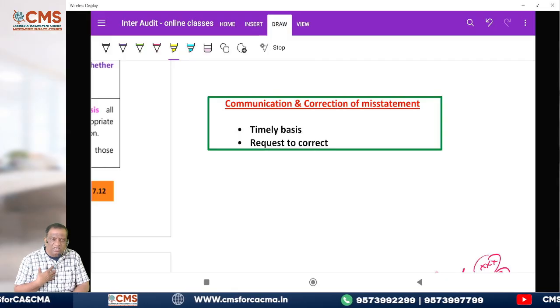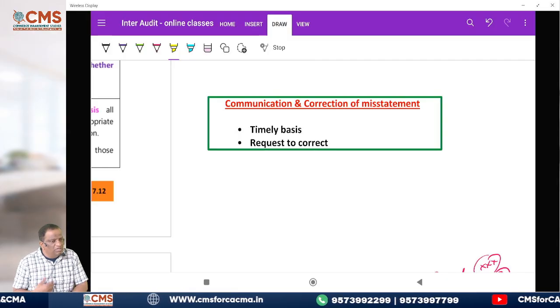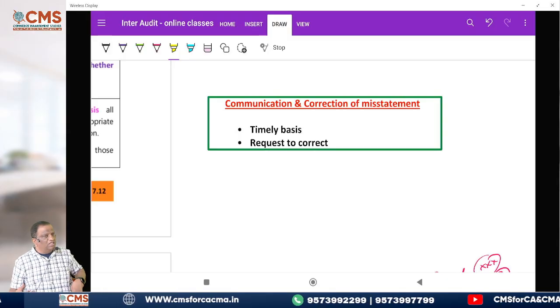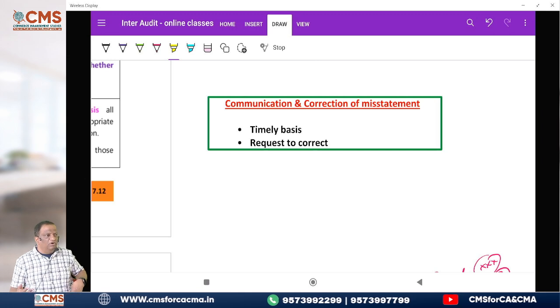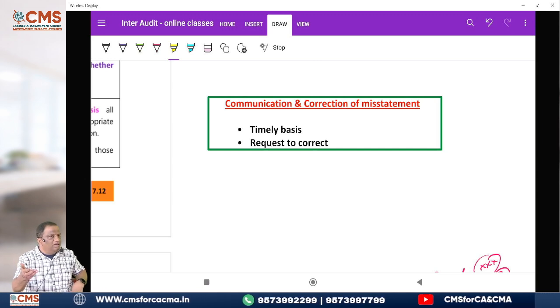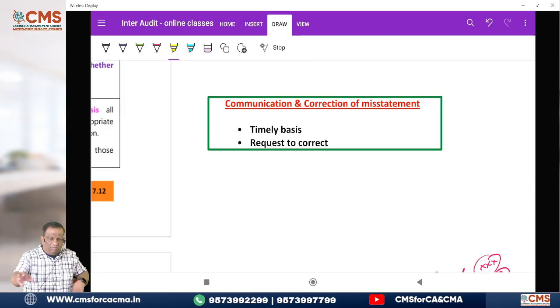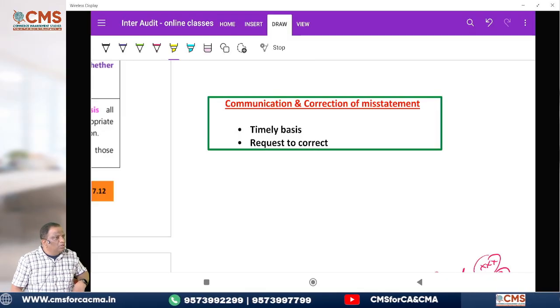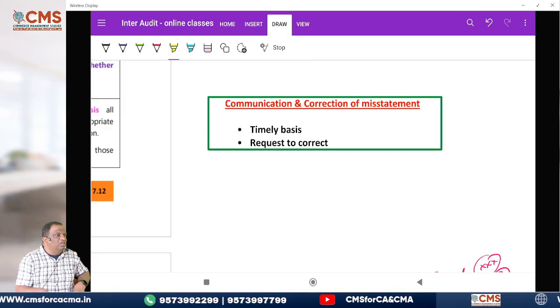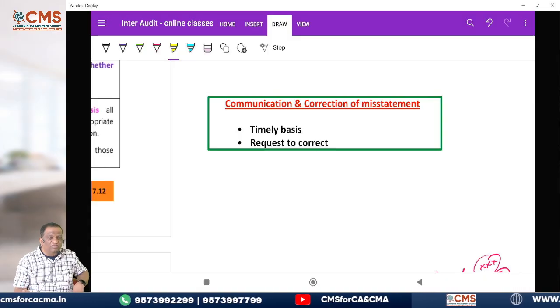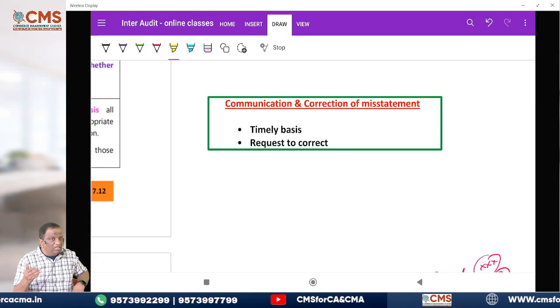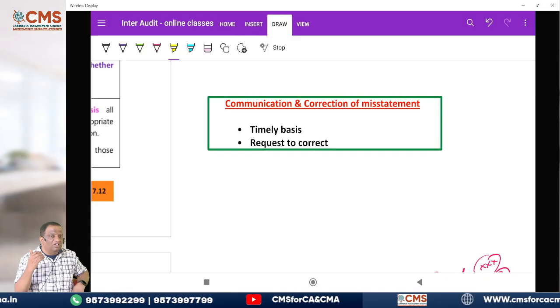If I see a mistake in the accounts, what should I do? That's why they're saying, if you see a mistake, don't start writing the report. First communicate to them, and communicate immediately. There is an error: the invoice is 4,000, but by mistake it looks like you have written 40,000. So tell them, communicate with them. And why am I communicating with them? I'm not only communicating, I'm communicating with a request to correct it.